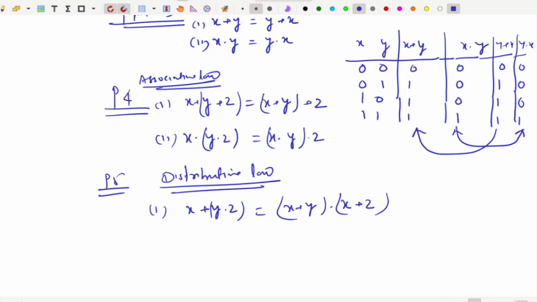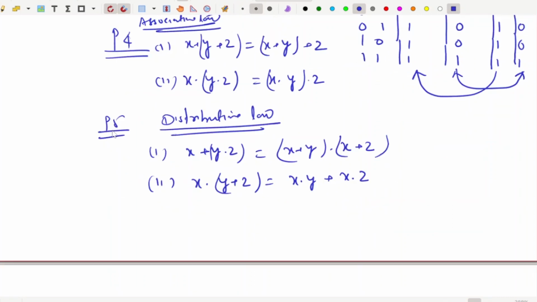Distributive law of dot over plus, that is what? x dot y plus z is equal to x dot y plus x dot z. This is the distributive of plus over dot, and this is the distributive of dot over plus. And for proving purposes we use a truth table here.